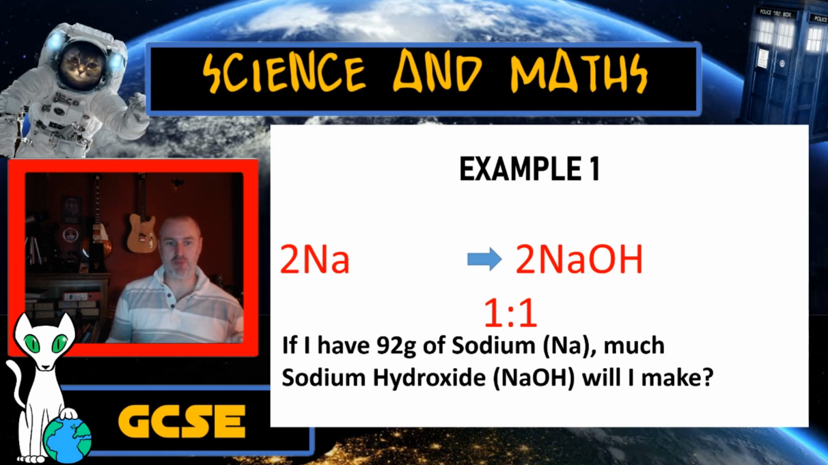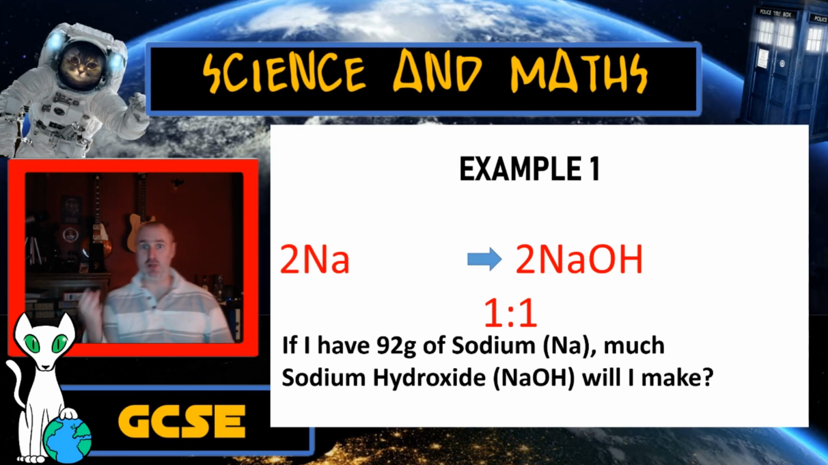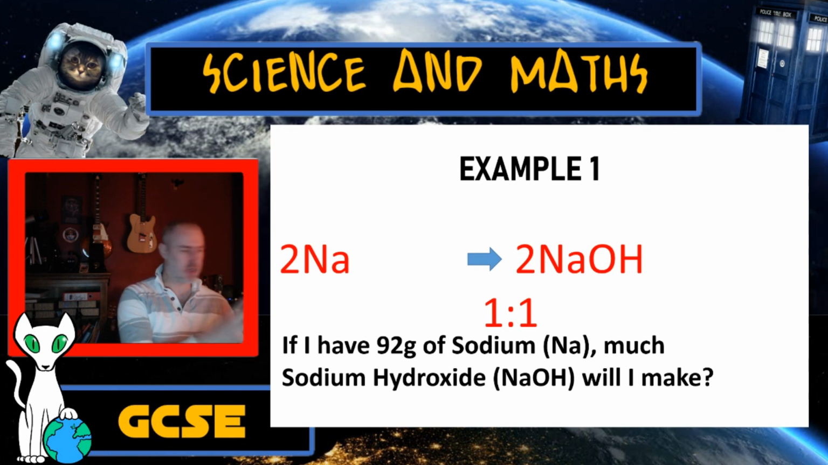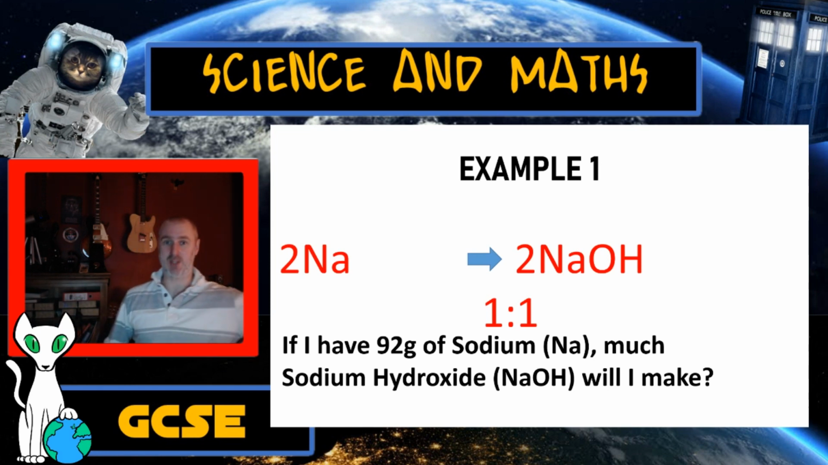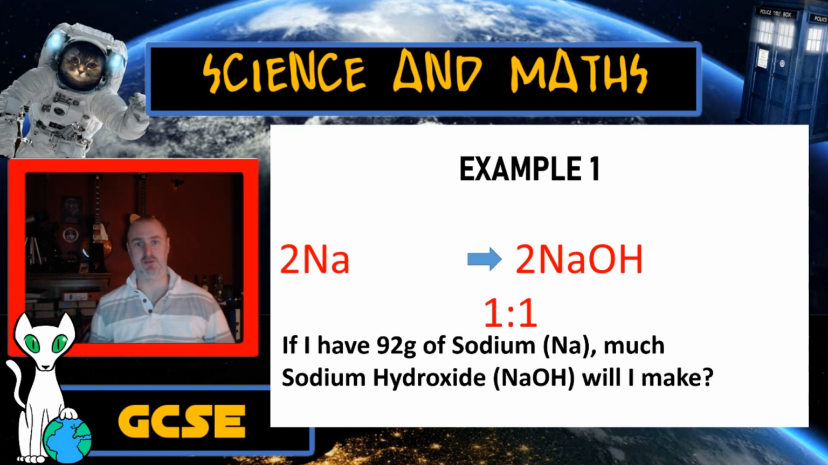Well, we know that if we've got 92 grams of sodium and we know the mass number of sodium is 23, we can figure out exactly how many moles of sodium we've got. And if we know how many moles of sodium we've got, and we know, for example, that 1 mole of sodium gives me 1 mole of sodium hydroxide, that can tell me how many moles of sodium hydroxide I'm going to make. So if I end up with 10 moles of sodium, I'm going to have 10 moles of sodium hydroxide. If I have 20 moles of sodium, I'll have 20 moles of sodium hydroxide. And that's going to allow me to work out the mass of sodium hydroxide that I've got.